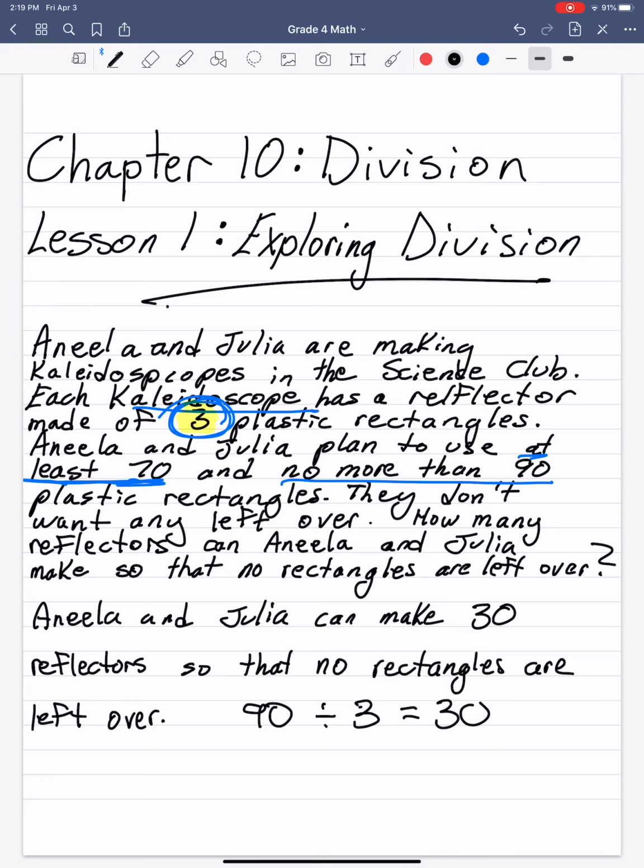So this lesson is really just about tipping your toe into division, okay? We will start learning more specific strategies in the next lesson. I hope this is helpful.